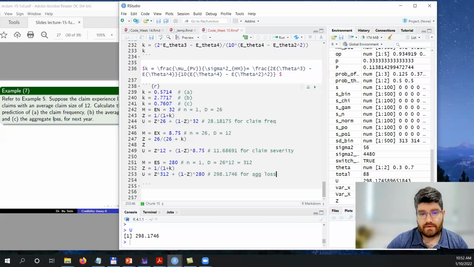So we have used the Bowman credibility to calculate the forecasted values of the claim frequency, claim severity, and the aggregate loss based on what we have experienced last year and based on what we are expecting this year. So these are the forecasts. Any questions here?